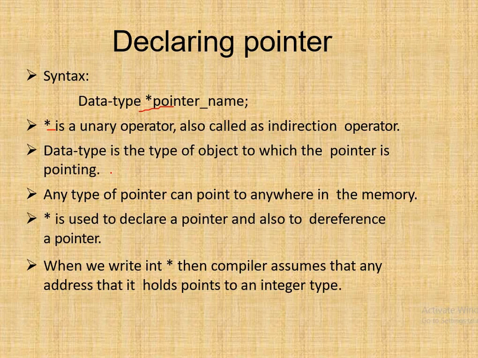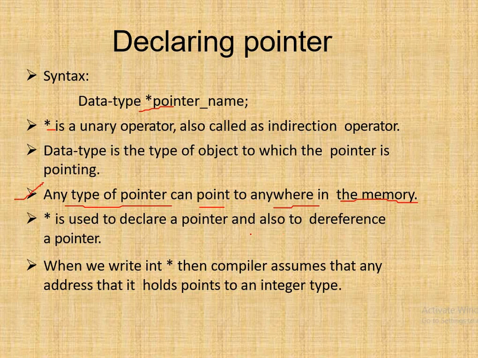Suppose we have declared a pointer int *p. It means p is a pointer variable which will store the address of an integer type variable. Any type of pointer can point to anywhere in the memory location. It means there is no restriction on the location pointed to. Any pointer can point to any location in the memory.